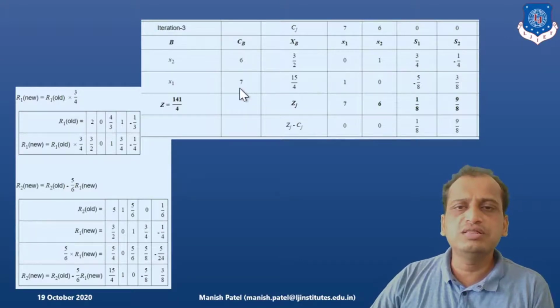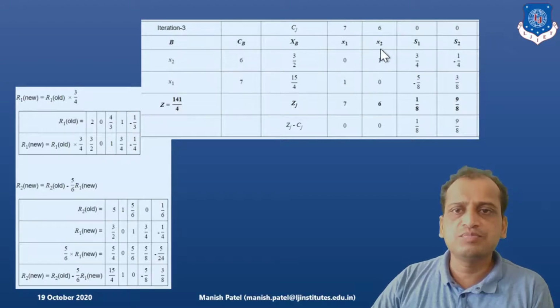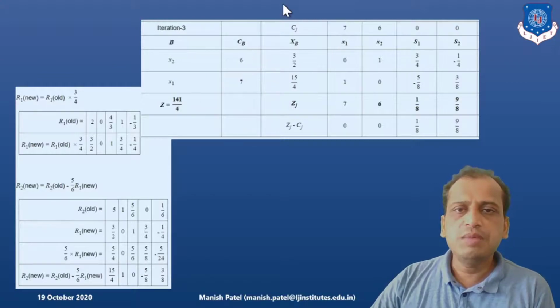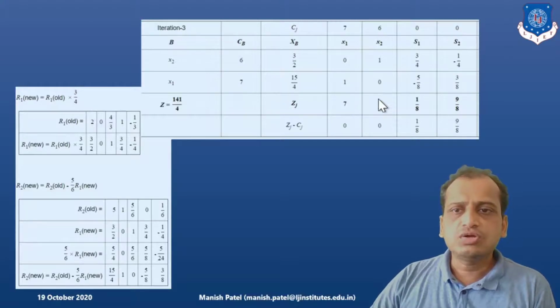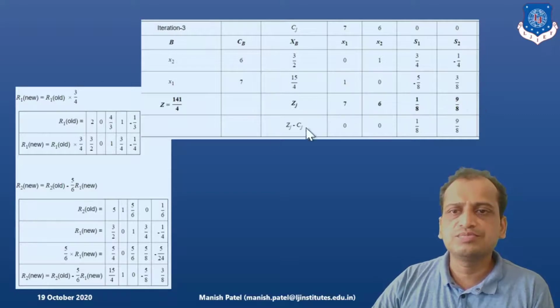We try to calculate Zj in this new table, right? So what is the entering variable here? x2, and x2 was the entering variable, so the corresponding coefficient was 6. So I have written 6 here. By preparing this new table, we will write the Zj here. So how do you write Zj? Just multiply: 0 into 6 plus 1 into 7, that is 7. In the next column, 1 into 6 plus 7 into 0, that is 6, and likewise, right? So Zj minus Cj: 7 minus 7 is 0, 6 minus 6 is 0, 1 by 8 minus 0 is 1 by 8, 9 by 8 minus 0 is 9 by 8.